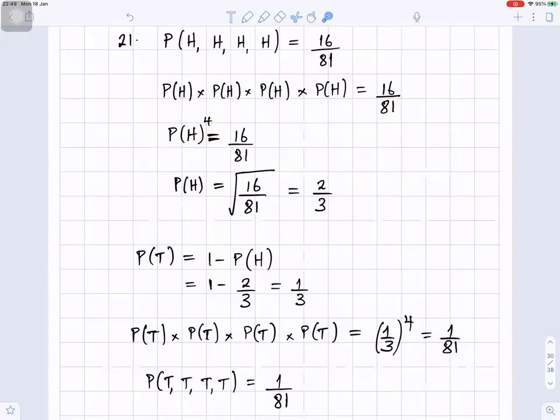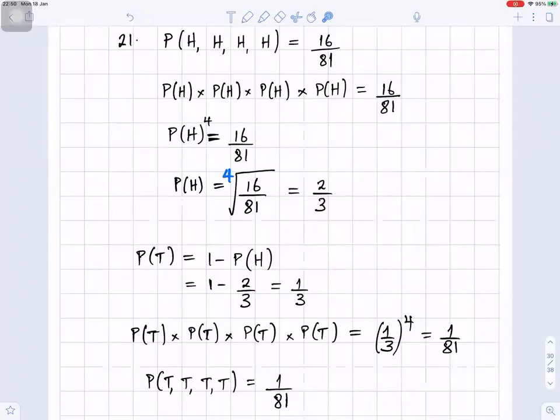So we want to get the 4th root of 16/81. And that gives you 2/3 because 2 times 2 times 2 times 2 is 16. That's 2 to the 4 is 16. So the 4th root of 16 is 2 and the 4th root of 81 is 3. So the probability of a tail is 1 minus probability of a head. So the probability of a head is 2/3. 1 minus 2/3 is 1/3.